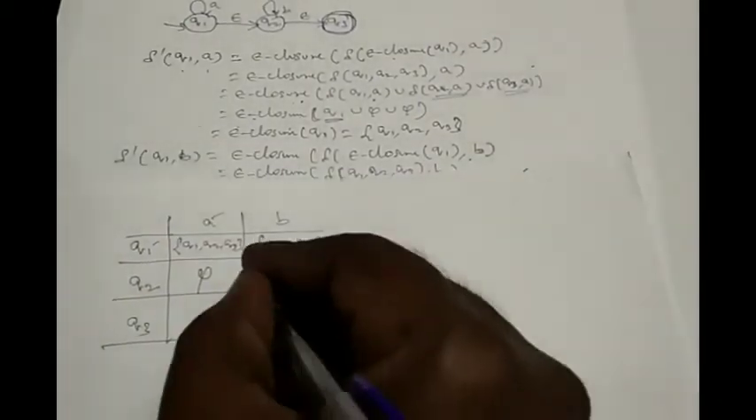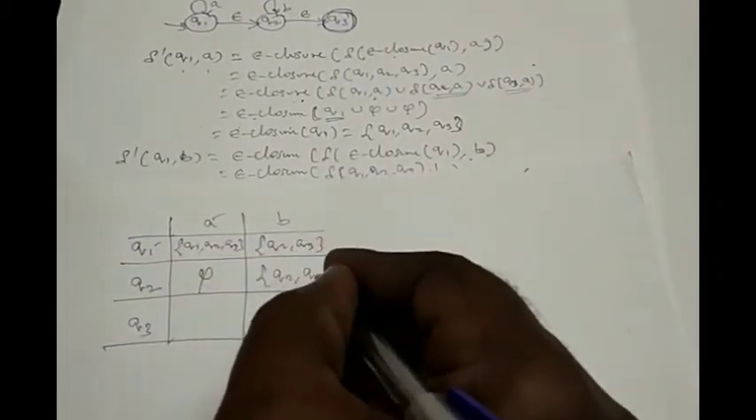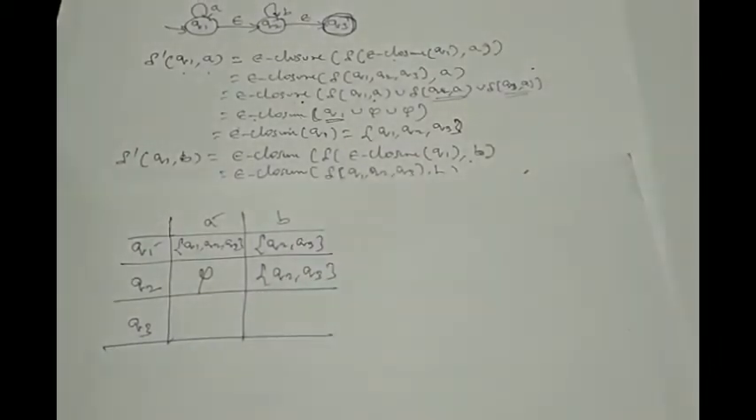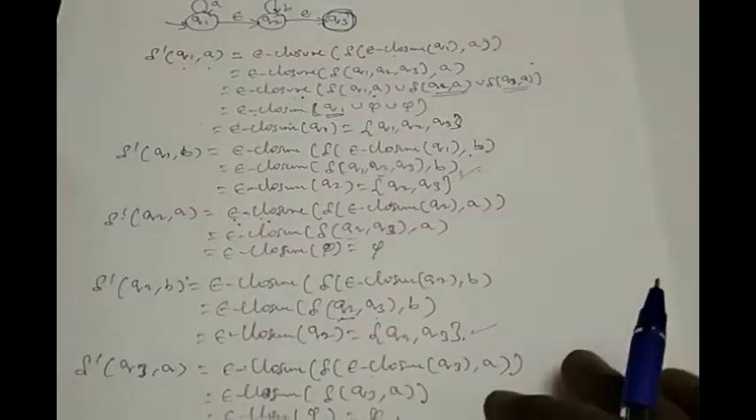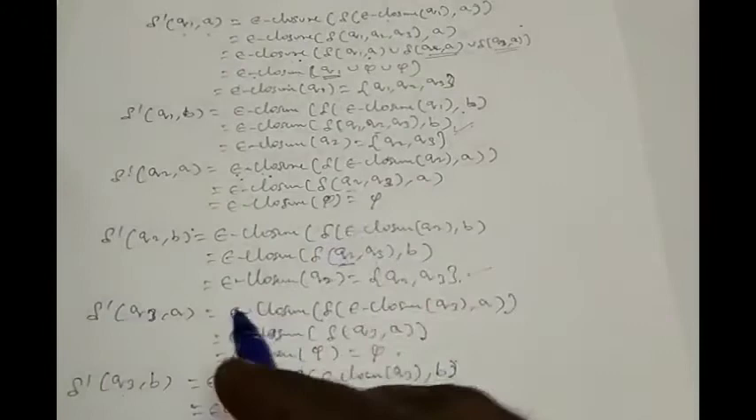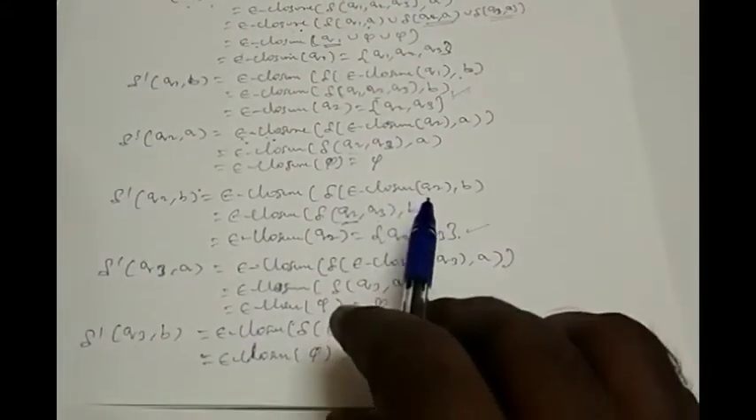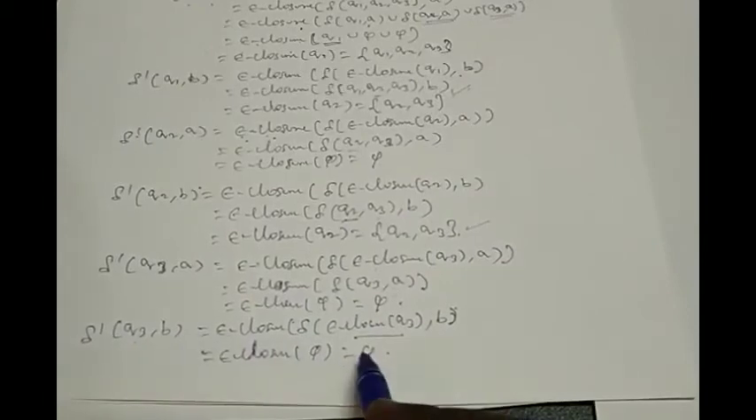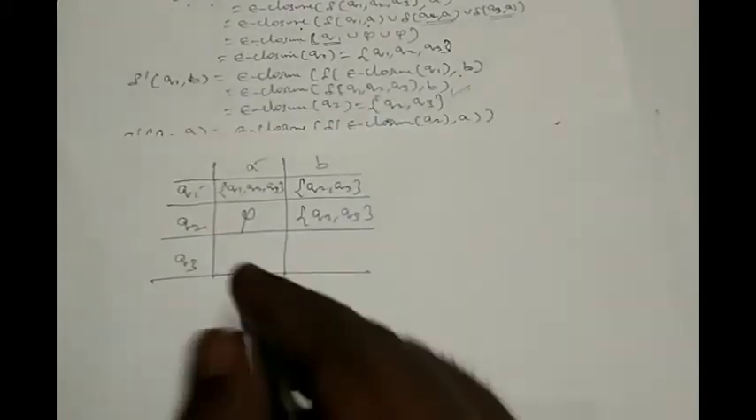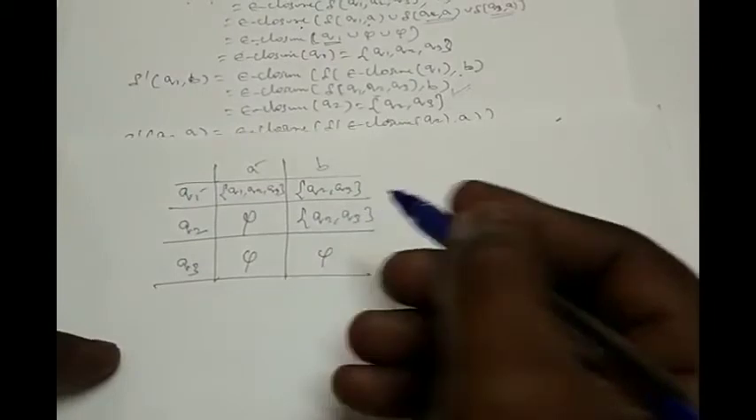So this is the state here. So I just write Q2 comma Q3. Okay. And the last, Q3, does not have any kind of transition. So that's what the original transition states are here. So in Q3 comma A you go to phi here, and in Q3 comma B also you go to phi. So I just write phi and phi.